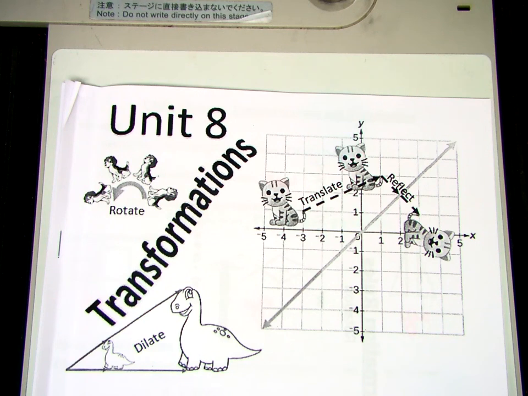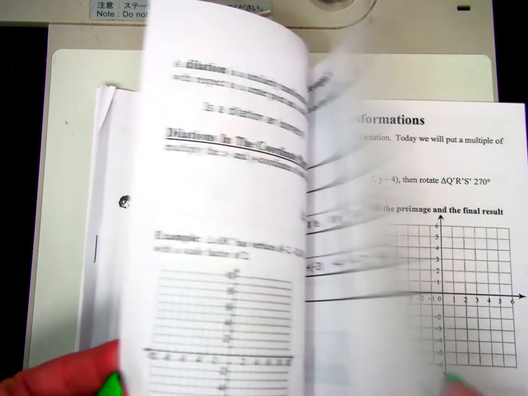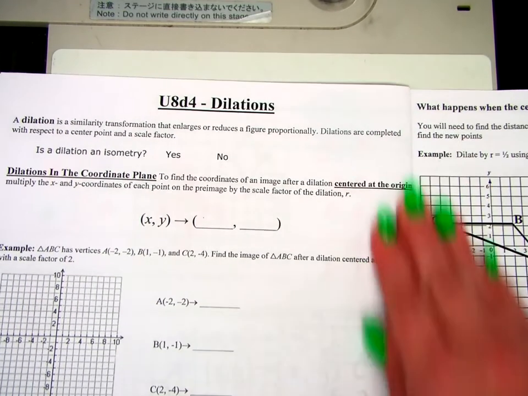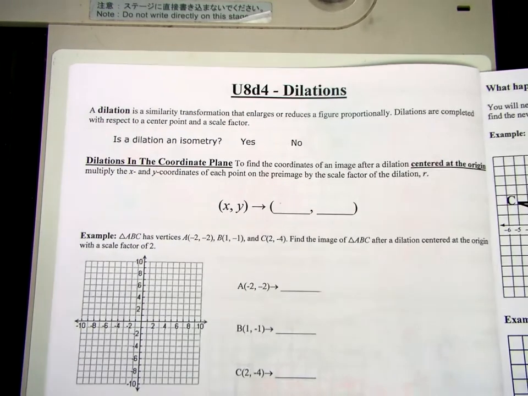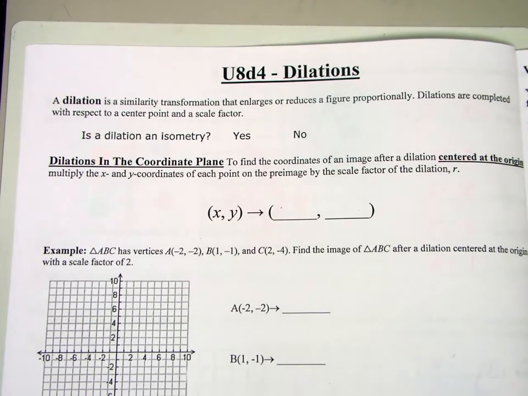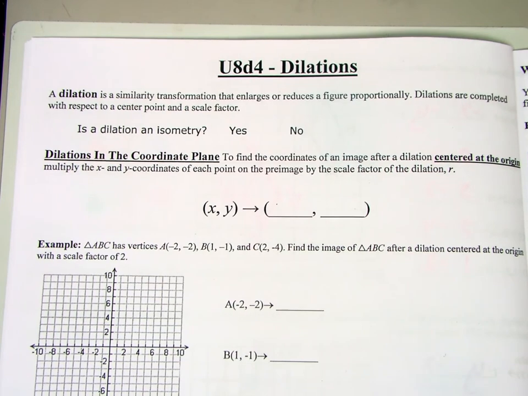Right, so today we're going to do day 4 of our notebook, which is going to be dilations. A dilation is a similarity transformation that enlarges or reduces a figure proportionally. Dilations are completed with respect to a center point and a scale factor.